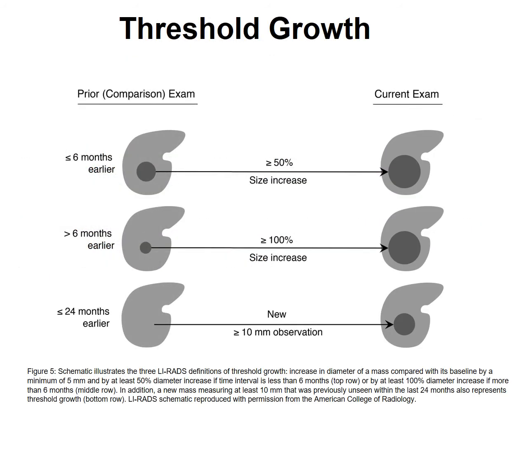The next feature is threshold growth. You can have the following scenarios: an increase in diameter of a mass compared with baseline by a minimum of 5 millimeters and by at least 50% in diameter within less than 6 months, or 100% growth in size if a time frame of more than 6 months is being looked at. If you have a new lesion, then it has to be greater than 10 millimeters within less than 24 months follow-up.